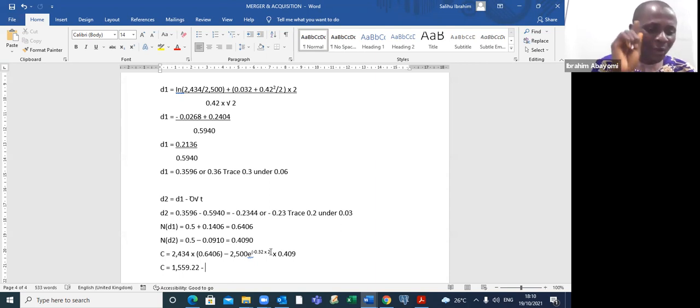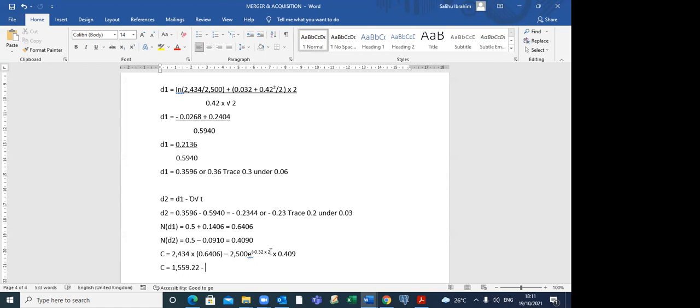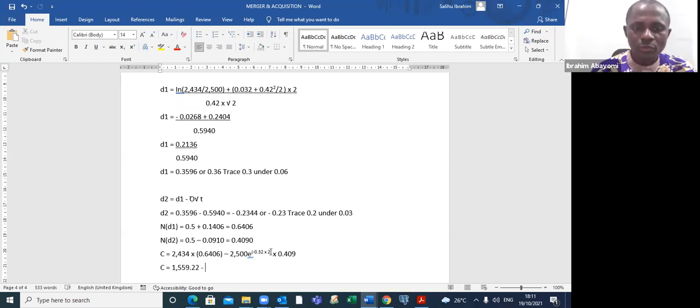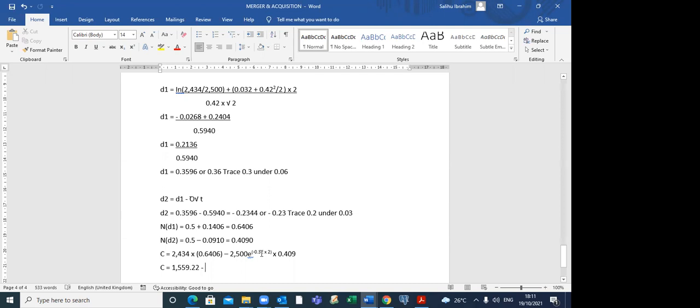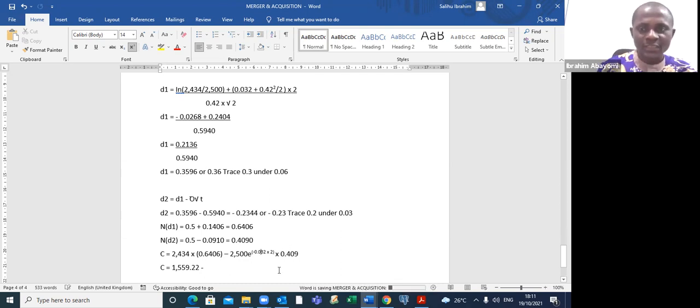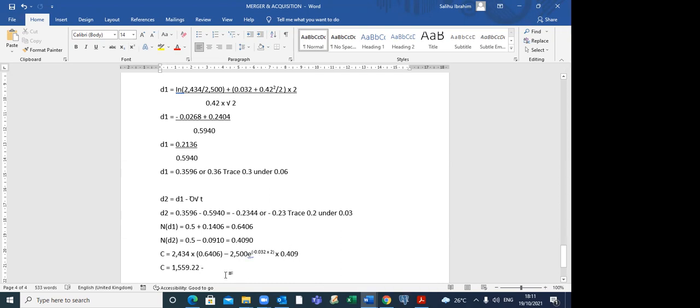So when you open the bracket, press that minus, then press 0.032 times 2. Close the bracket. Have you all done that? Yes, sir. Is it 0.32 or 0.032? 0.032. You have to correct your own now. Please correct it. Have you corrected it? Okay.